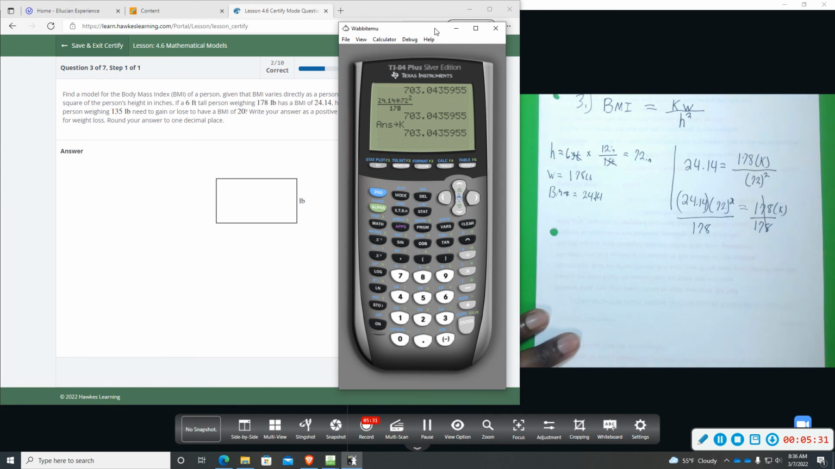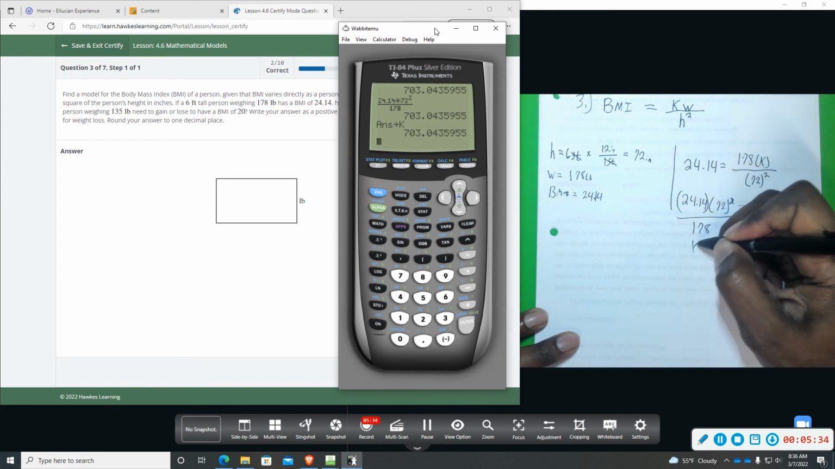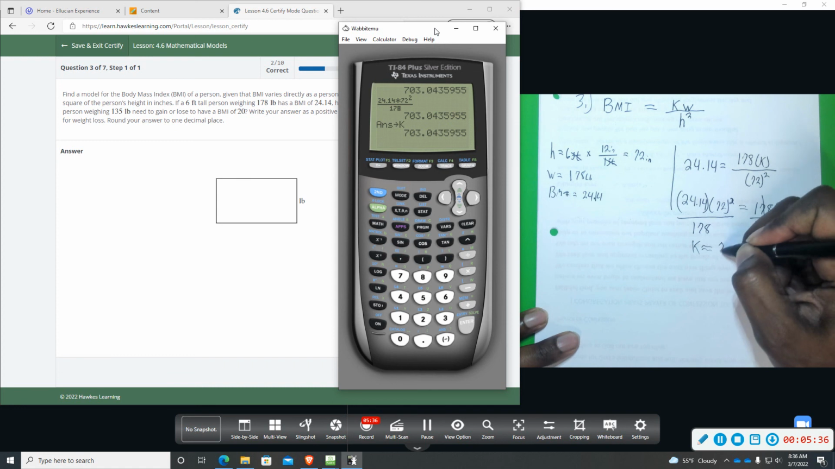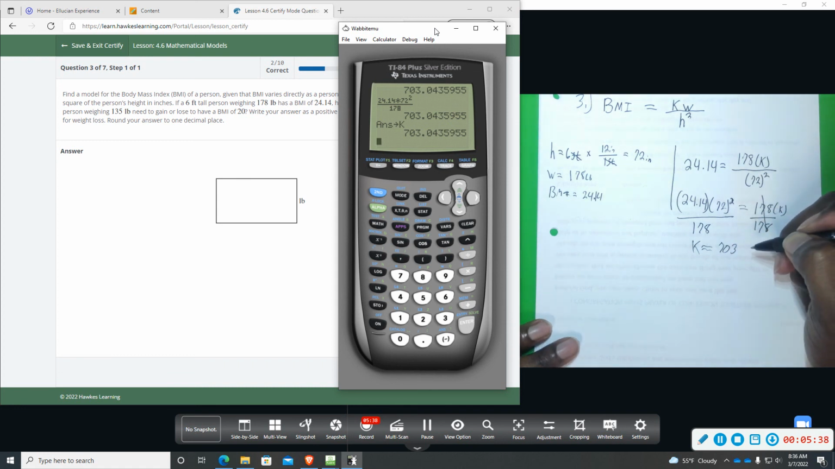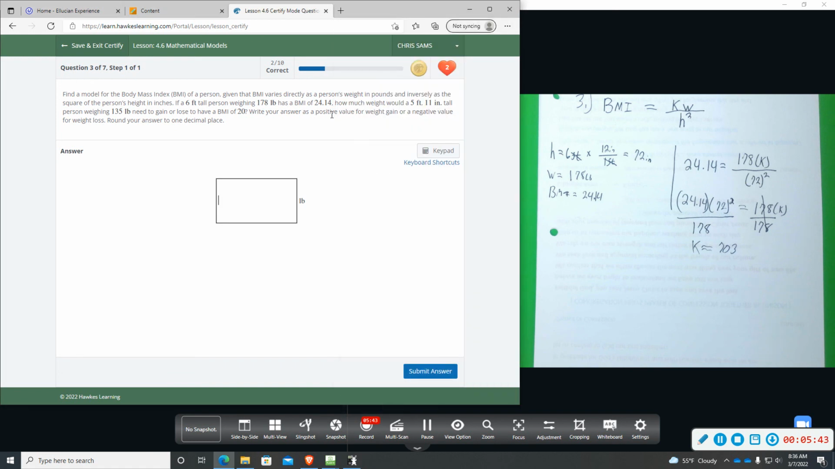All right, so now that I have my K value, I'm going to say approximately 703. We are now going to be able to answer the second part of the equation. We want to know how much weight a 5 feet 11 inch tall person weighing 135 would need to lose or gain to have a BMI of 20. So what this entails is we're going to have to solve for W first.